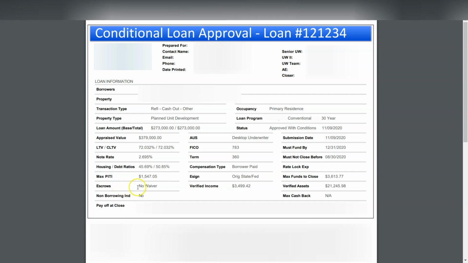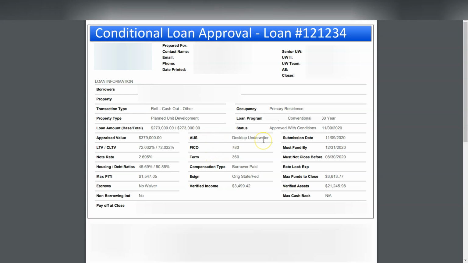Escrows. Under escrows, it says no waiver. So the borrower is not waiving escrows. So the borrower is going to have the lender collect the taxes and insurance in the mortgage payment, and the lender is going to be in charge of making those payments. So the borrower won't have to worry about making their property tax payments or their homeowner's insurance payments. This will be done directly through the lender. Non-borrowing individual: no. Let's go over to the right.